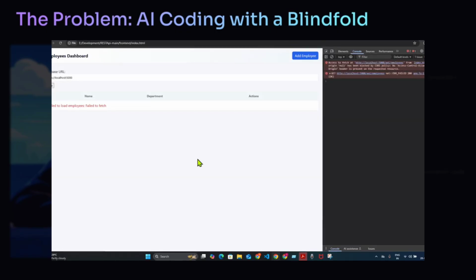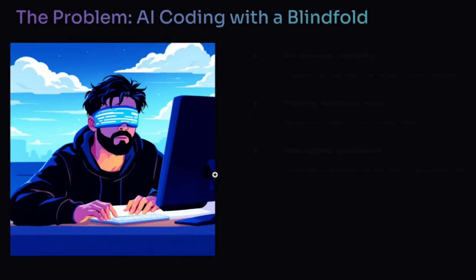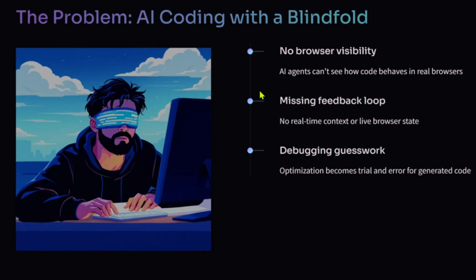In AI-driven development, AI agents had three big limitations. No browser visibility, so they could not see how the DOM, CSS, or the console actually looked. No feedback loop, so debugging or performance tuning was guesswork. Trial and error. So when we fixed things, often these fixes broke again because the agent never had context.